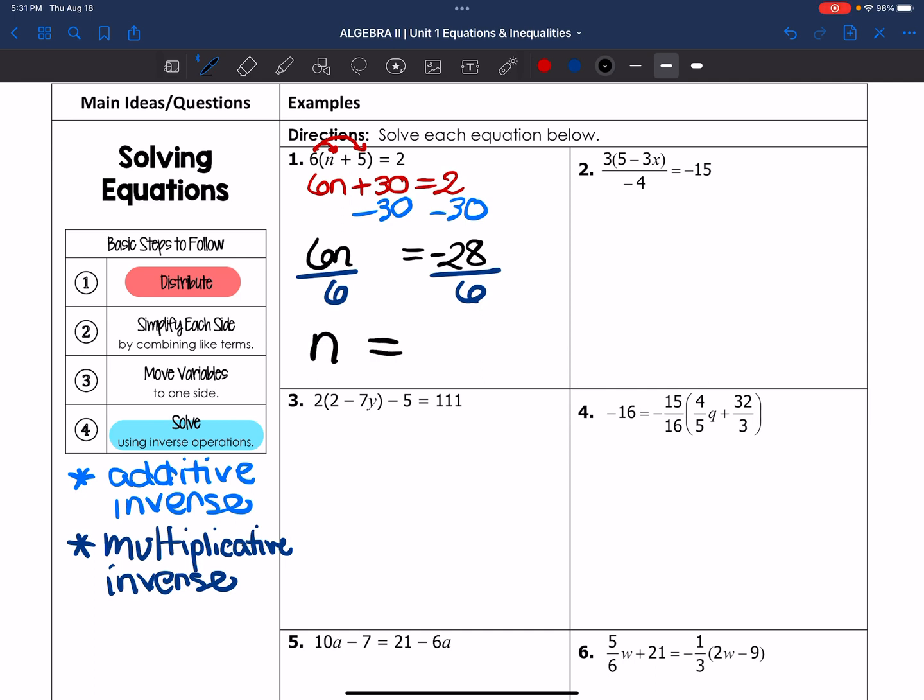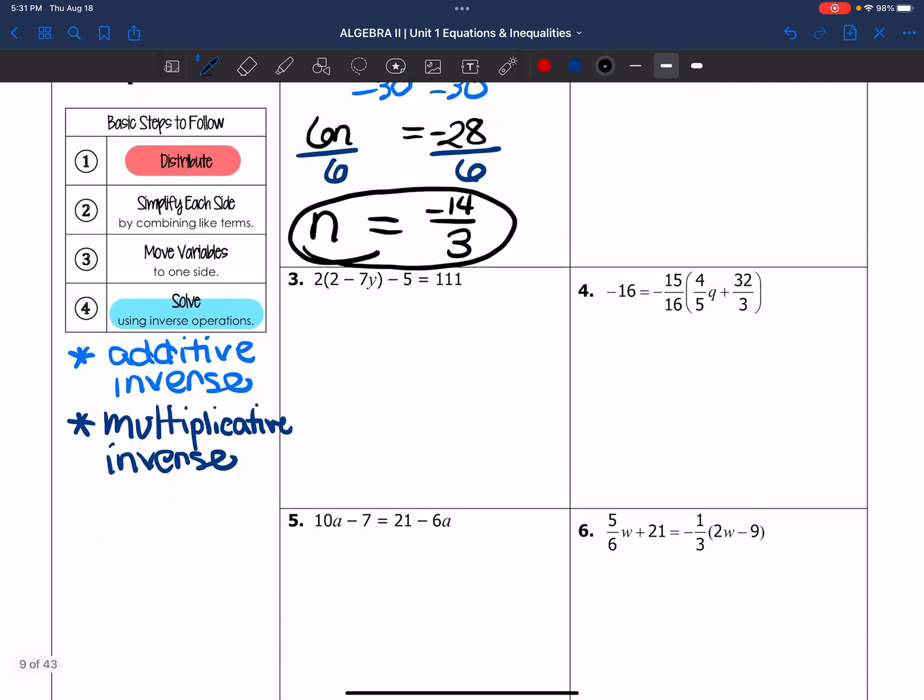and it will equal, what is negative 28 over 6? Well, ladies and gentlemen, that fraction can simplify. Both of those numbers are divisible by a 2, so we'll have a negative 14 over a 3. And that is our final answer. I'm going to go ahead and highlight. No, I'll just go ahead and circle it. There we are. All right, so that was our first.